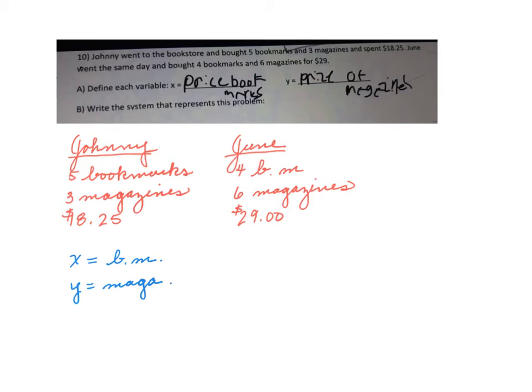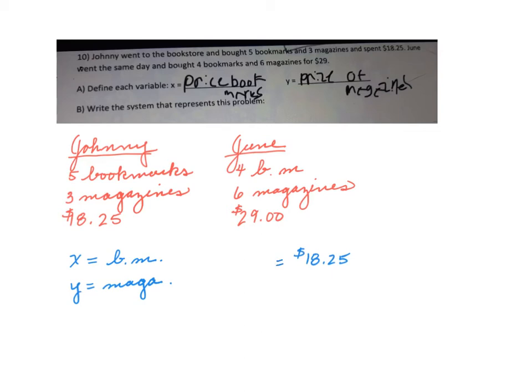Okay. So we've defined our variables, and now we can use that to write the equations, which is the second part of the question, where they ask you to write the system that would represent this problem. So what you want to do here is you want to think about these 2 people that went into the store. They gave you the total amount of money that each one of them spent. So what you're going to do is you're going to write an equation that shows what contributed to that total. So we can start with Johnny. So Johnny spent a total of $18.25. So what contributed to that?